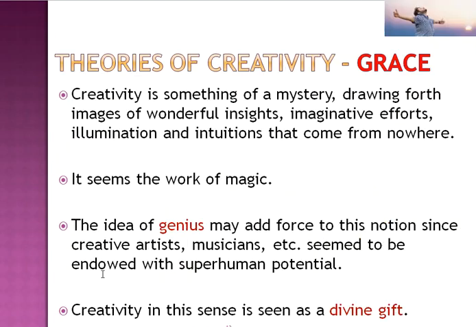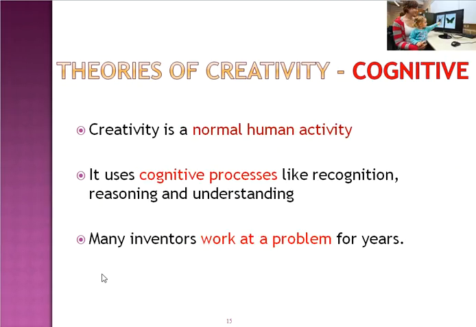So grace, accident, association, and then number 4, cognitive, and we will talk about them later in detail. Creativity according to the cognitive notion views creativity as coming from some classical cognitive processes, how the brain processes information. It uses cognitive processes like recognition, reasoning, and understanding, and we will talk about them in the following video, inshallah, the second part of this chapter.